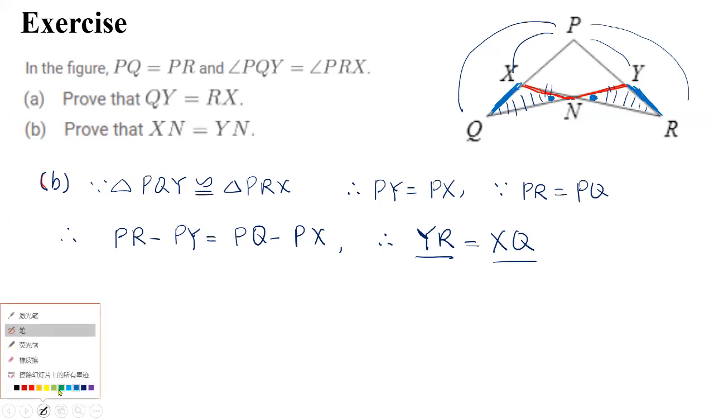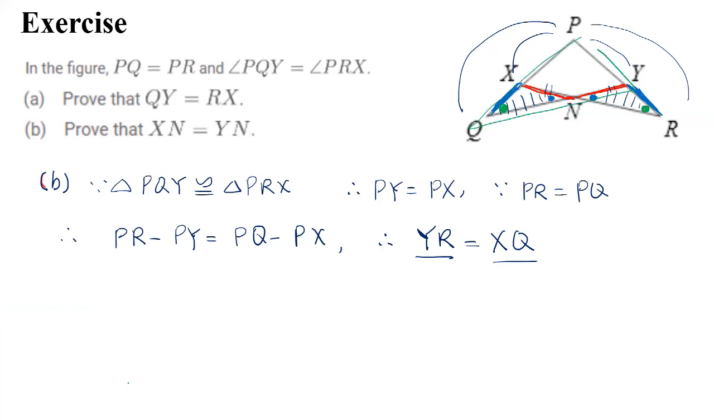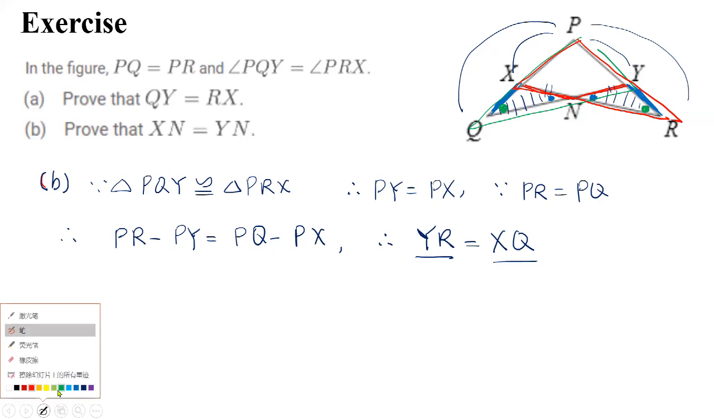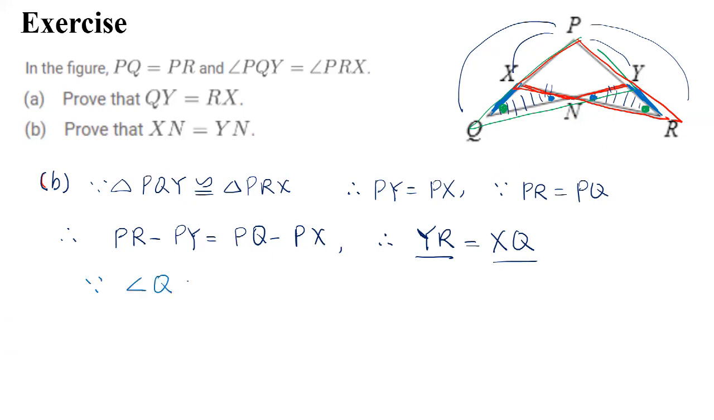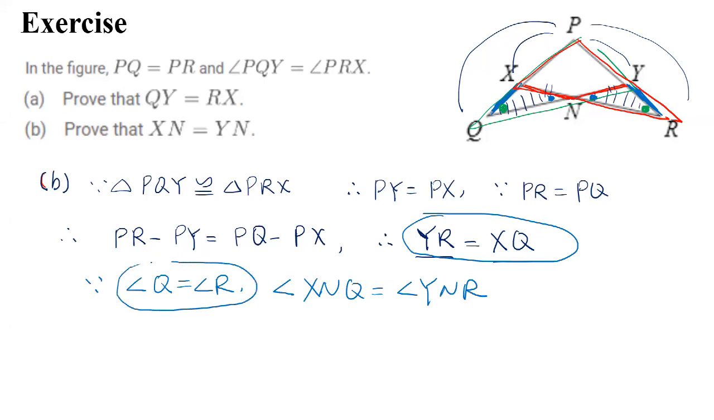So can you find another pair of equal elements in these two little triangles? This angle here should be equal to this angle, right? Yeah. Why? Because we have just proved that this triangle is congruent to this triangle, right? And these two angles are corresponding angles. Okay, and therefore we can say because angle Q equals angle R, also angle XNQ equals angle YNR. Therefore, we have one pair of sides, one pair of equal angles, and another pair of equal angles.